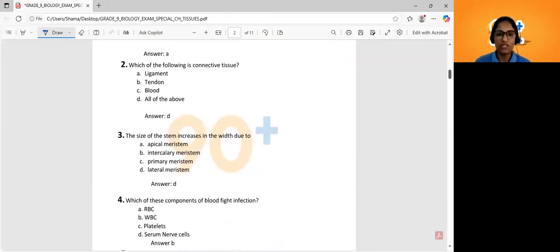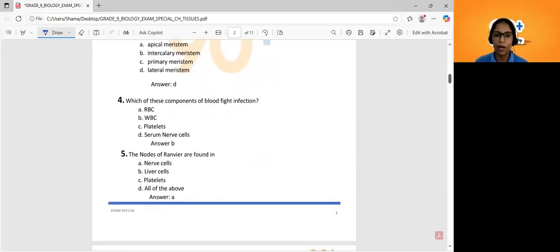Now, the second question is, which of the following is a connective tissue? Connective tissue means, from the name itself, it's clear it is connecting something, right? So over here, option A is ligament, option B is tendon, option C is blood, and option D is all of the above. We know that ligament, tendon, blood, all these are connective tissue. So over here, option D is the correct answer, that is all of the above.